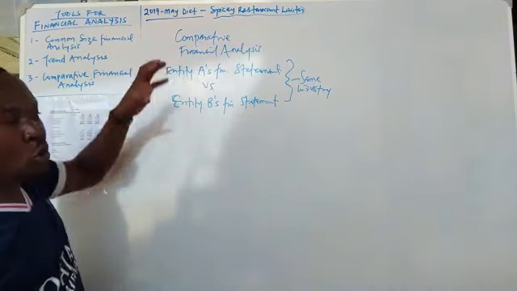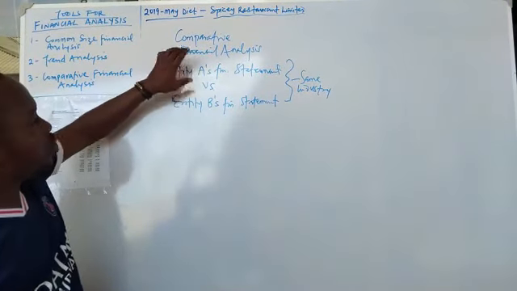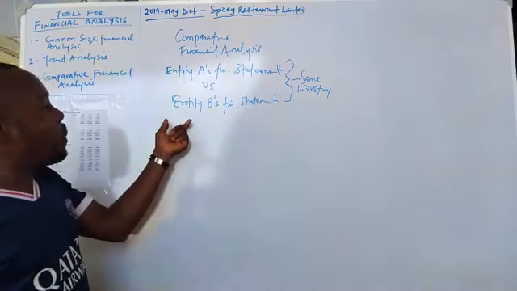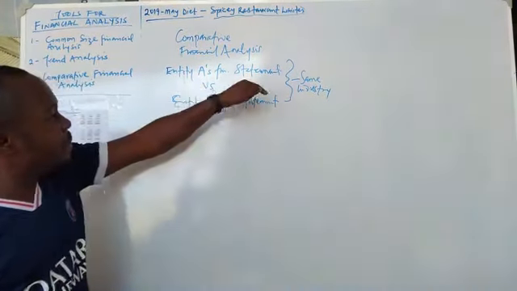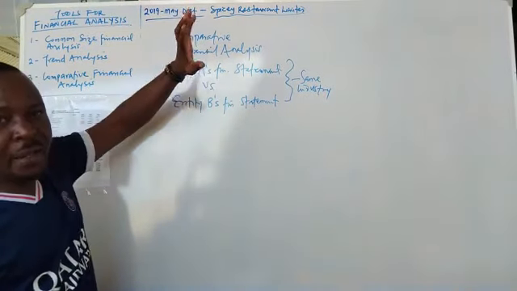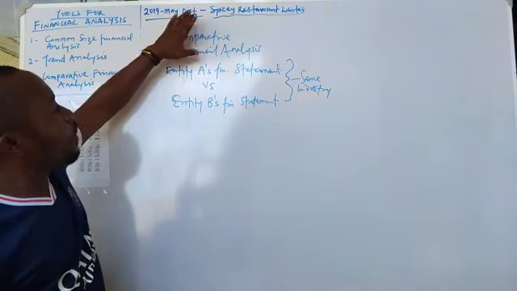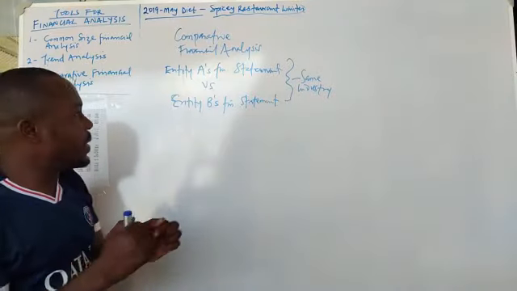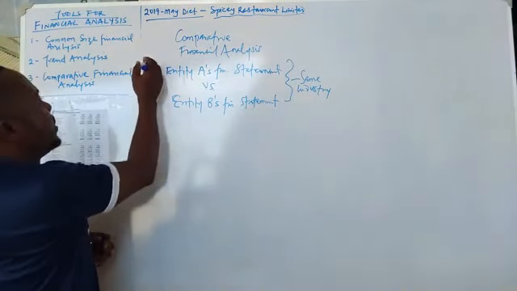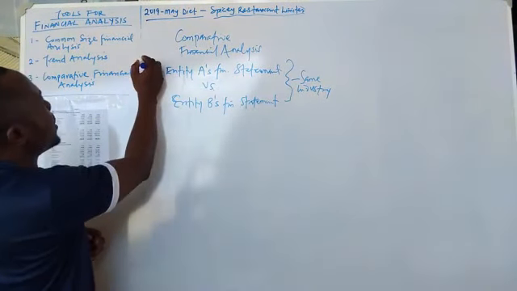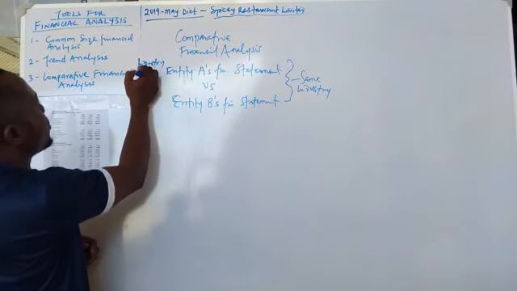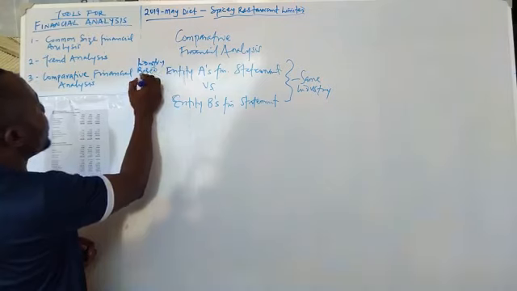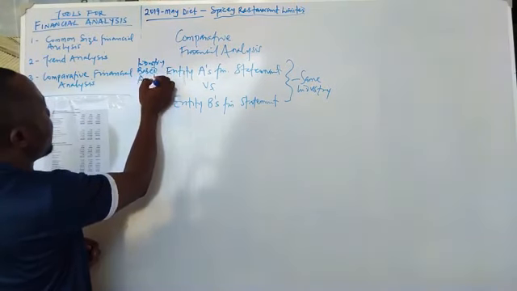You use the financial statement of entity A and compare it with the financial statement of entity B in the same industry. What you are doing is called comparative financial analysis. That is number one. We call this one industry-based analysis.